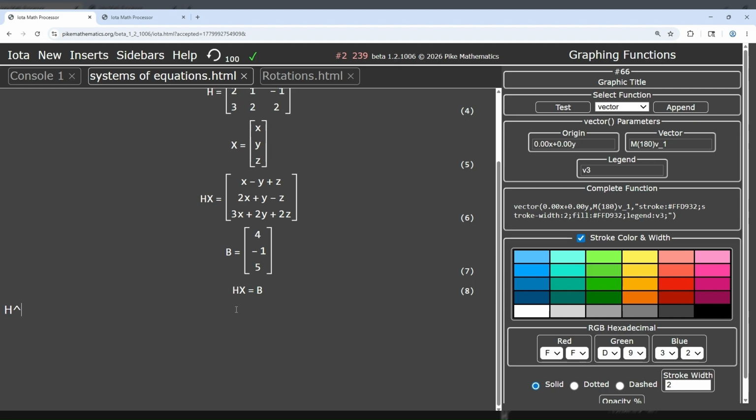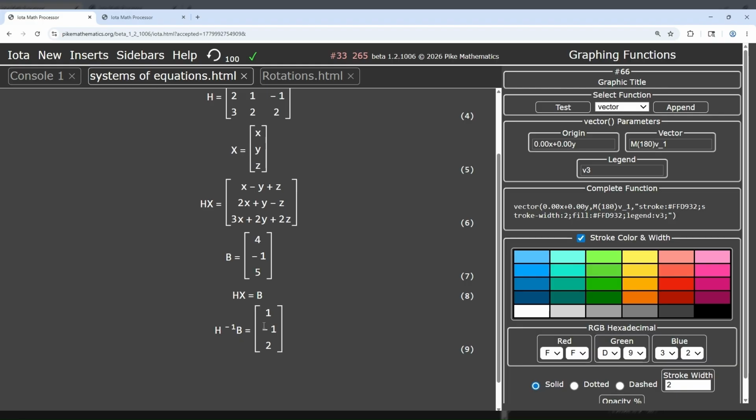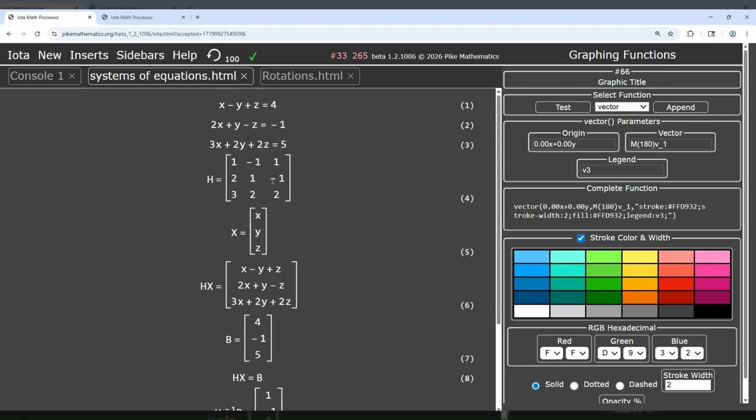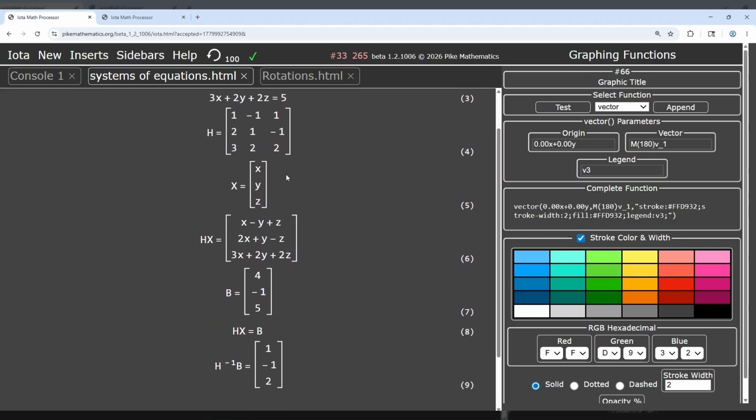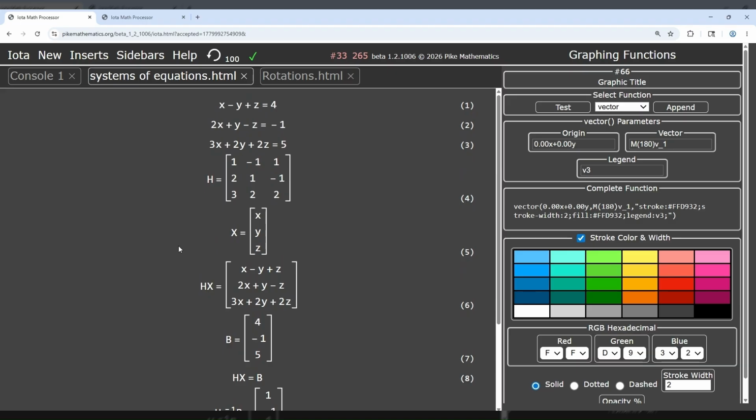H to the -1 times B equals. All right. So these are the values for x, y, and z that make these equations true. If you wanted to test that, you could put 1 in for x, -1 for y, and 2 for z into these equations and see if it's true.